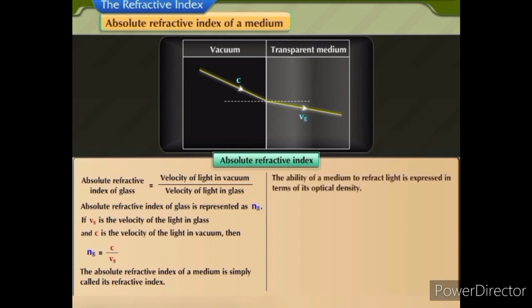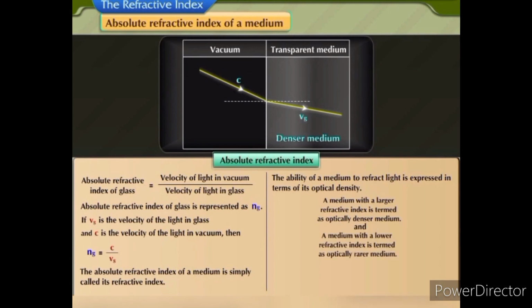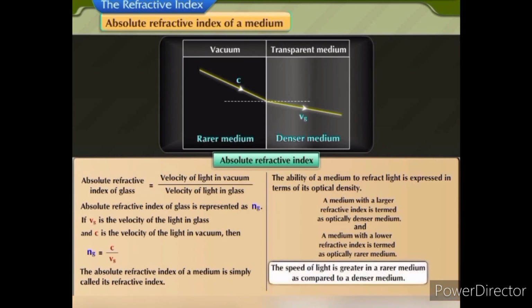The ability of a medium to refract light is expressed in terms of its optical density. A medium with larger refractive index is termed as optically denser medium, and the medium with lower refractive index is termed as optically rarer medium. The speed of light is greater in a rarer medium as compared to a denser medium. As a result, a ray of light traveling from a rarer medium to a denser medium slows down and bends towards the normal.